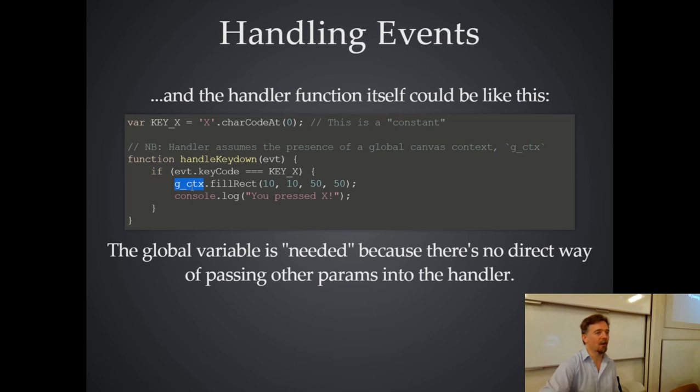But I kind of had to do it because this function, I didn't get to decide what its parameters were. The system did that, and the system says its only parameter is the event. So if I want to do anything outside of that, I need to get a hold of the world so I can do something. So in order to make this work, I had to make the context a global object so that I could then actually do some drawing work.